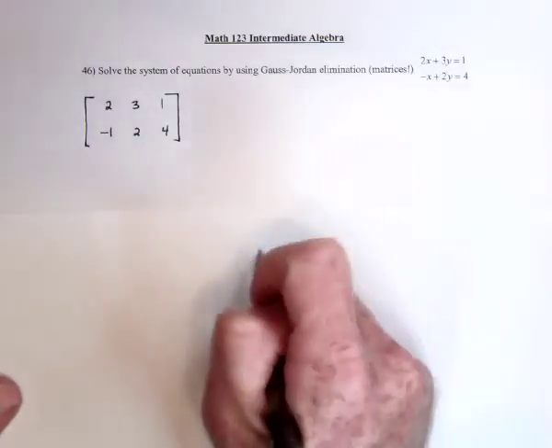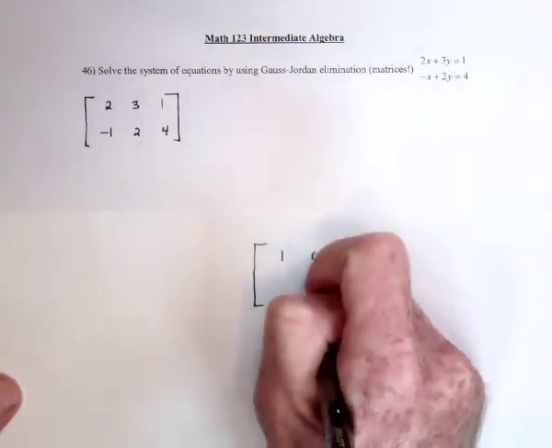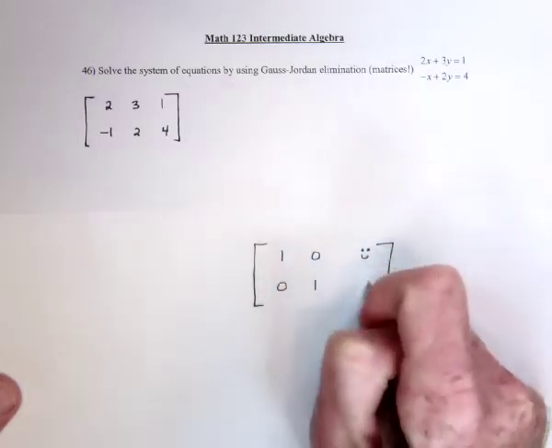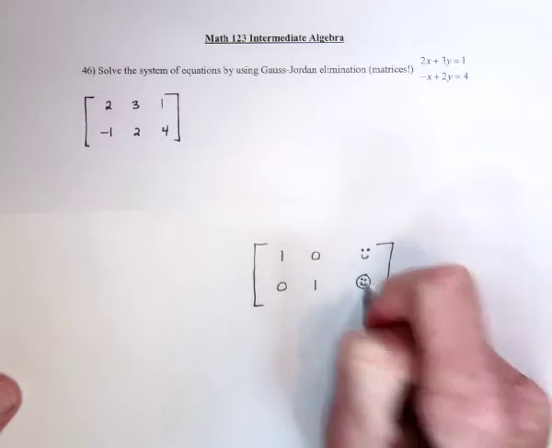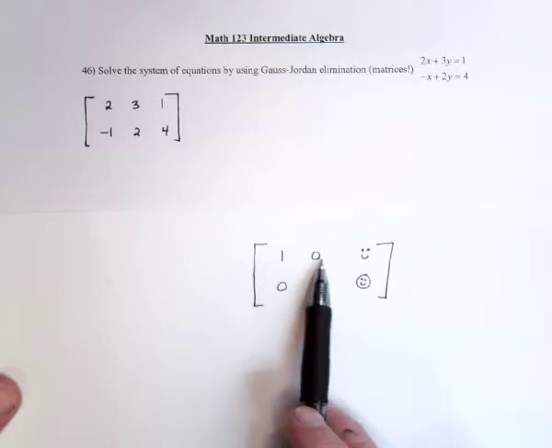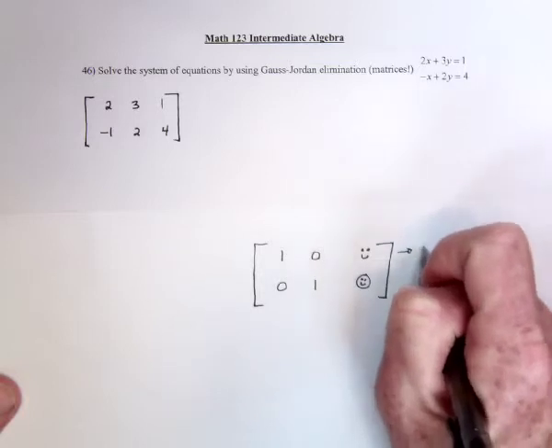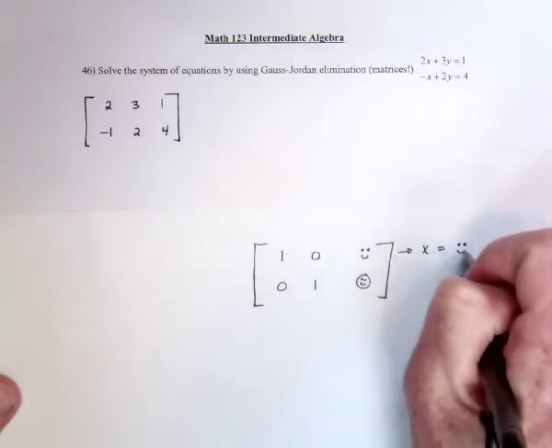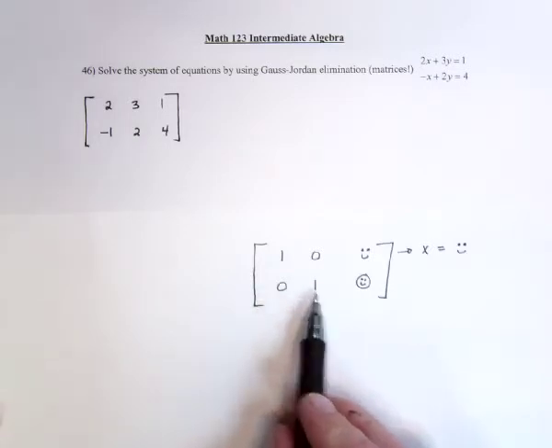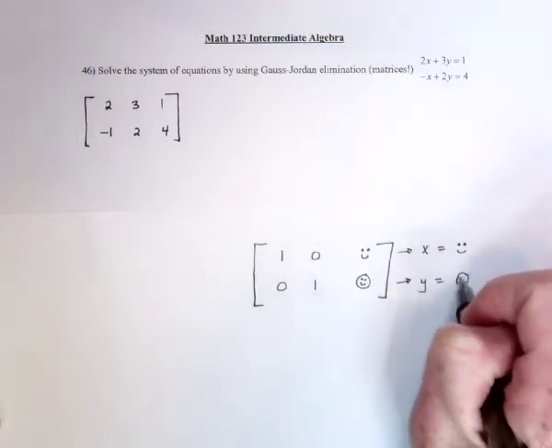but at the end our matrix should look like this: 1, 0, and then whatever we get here, 0, 1, and then whatever we get here. Because this is going to say you've got 1x, 0 y's, and then it equals this number. So that means that x is equal to that smiley face. And then this says you've got 0 x's, you've got 1 y, and it equals this guy. So that means this row is going to say y is equal to this kind of smiley face.